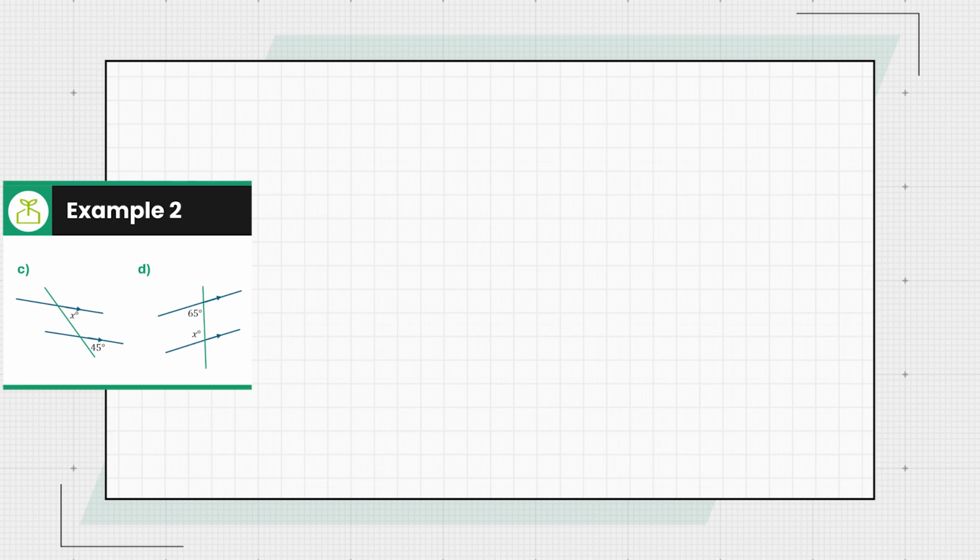Alright, let's get started. So for C, what we have is again a transversal, and we have two parallel lines creating lots of pairs of angles. We have x here, and we have 45 degrees here. Now again, if you remember from earlier, these are corresponding angles, and corresponding angles are equal. So we can say x is equal to 45 degrees, and the reason is corresponding angles.